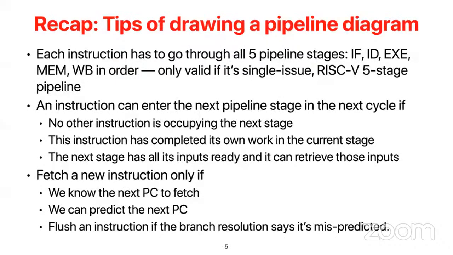And how do you know what's the next PC to fetch? Most of the time, if the current instruction is not a branch instruction, you know the next PC must be PC plus 4. Or if it's a branch instruction, but you can somehow predict the next PC, you can still fetch a new instruction. However, if you are predicting the next PC, whenever you know the branch outcome is different from your direction of prediction, you have to flush that instruction that has been mispredicted. So that's all the policy that you need to know to draw the right pipeline diagram at this point.